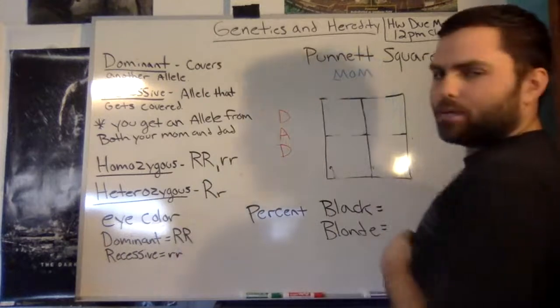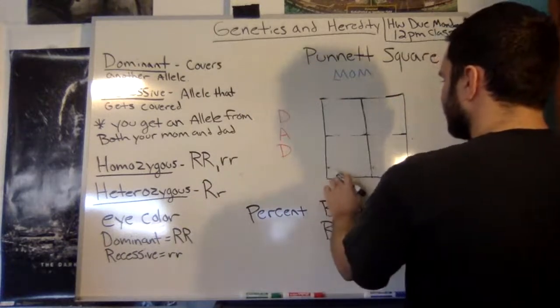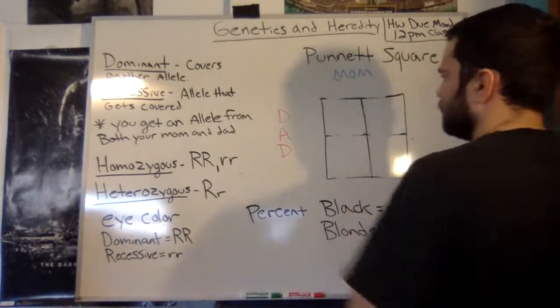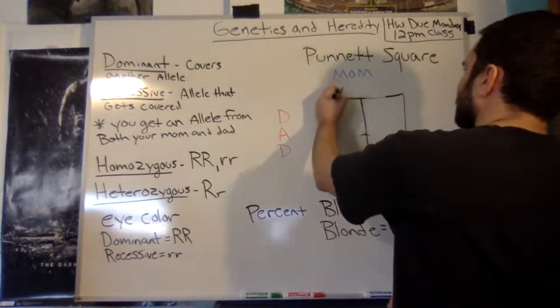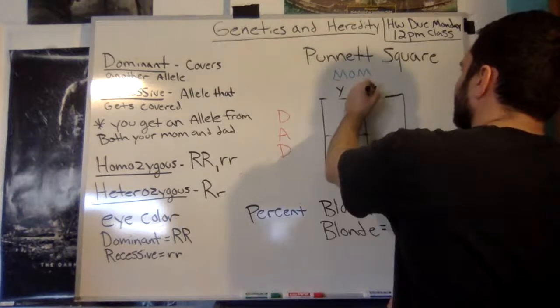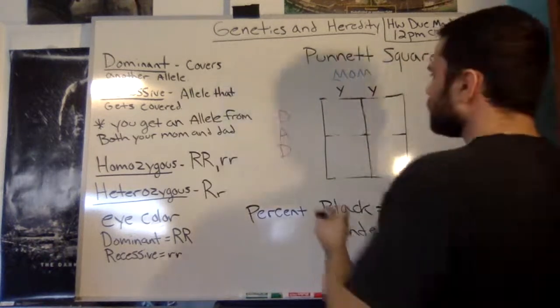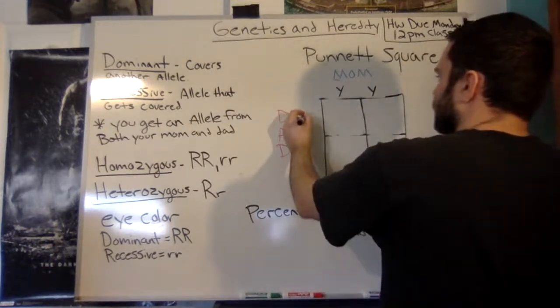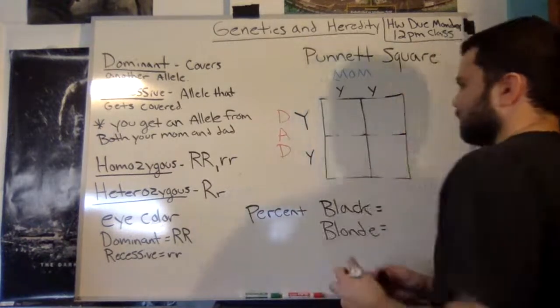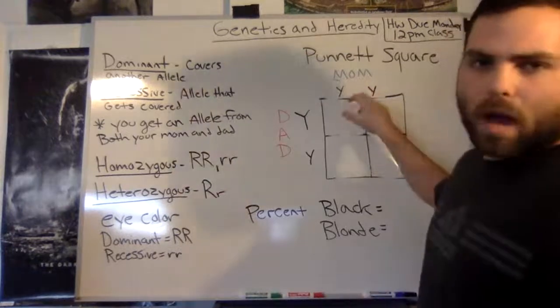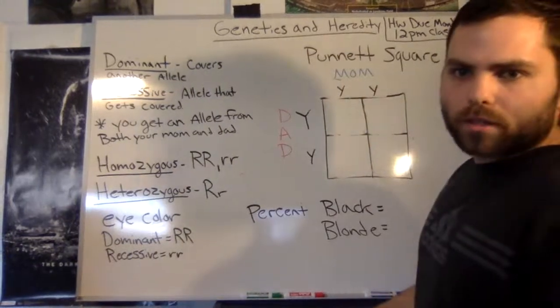So for this, I'm going to give you guys one, and then we're going to go over it. Okay. Let's say that mom has lowercase y and lowercase y. Let's say dad has uppercase Y and lowercase y. All right. So right now, since mom has 2 lowercase y's, what color hair does she have?